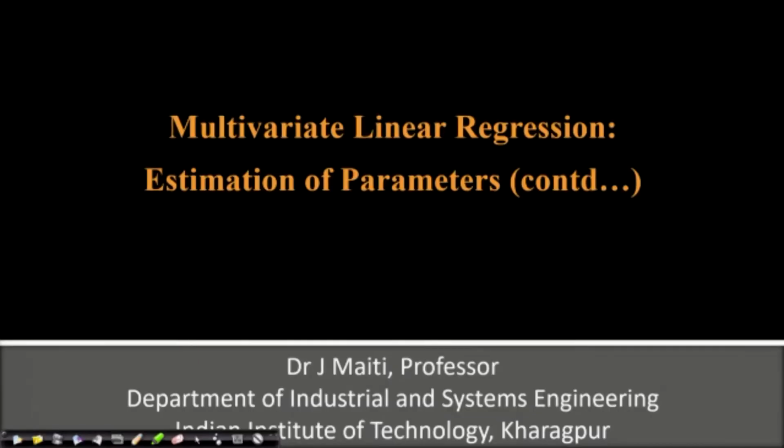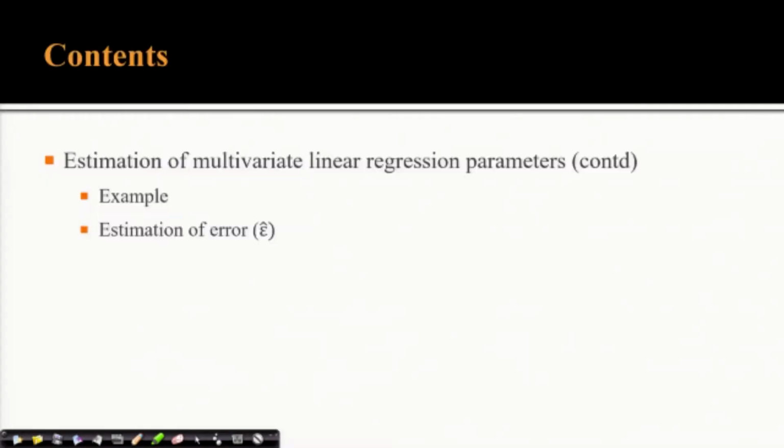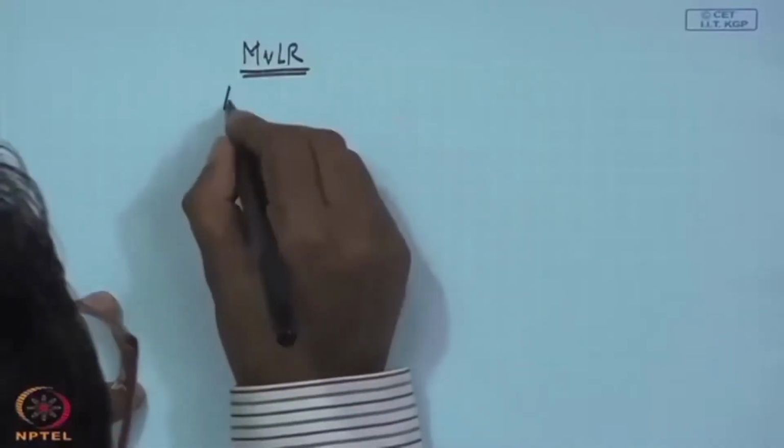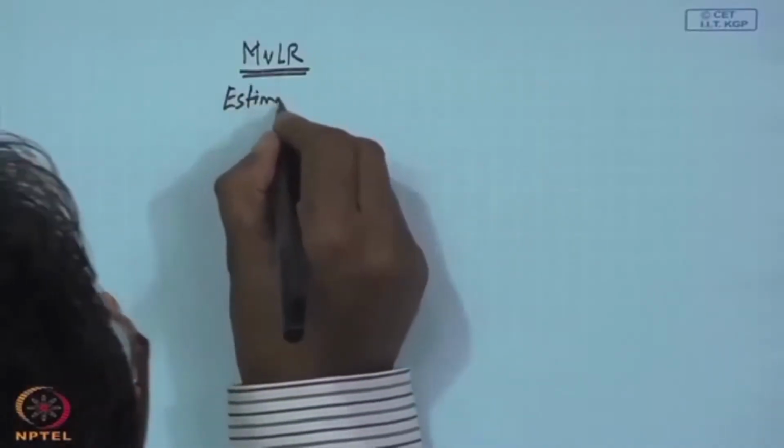Very good morning. We are continuing with multivariate linear regression, estimation of parameters. Today we will continue with estimation of parameters with an example, and then we will show you how to estimate the error terms. Let us see the next. Now we will continue multivariate linear regression. First we will discuss estimation of parameters.